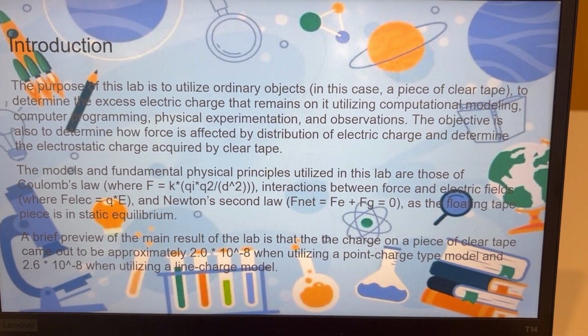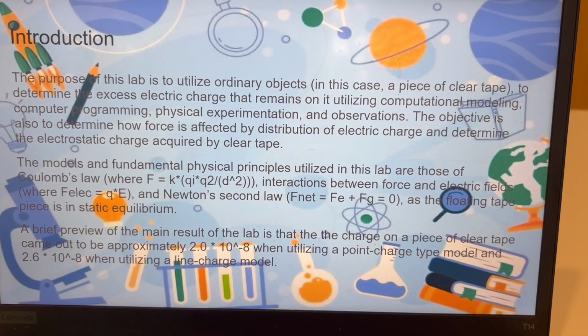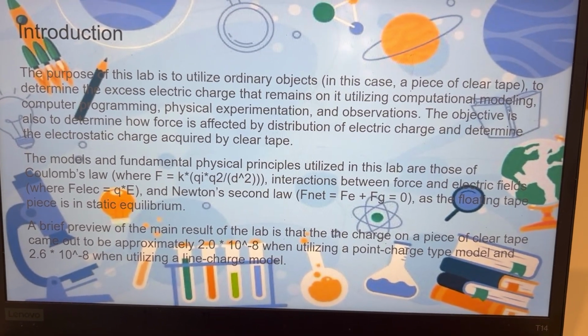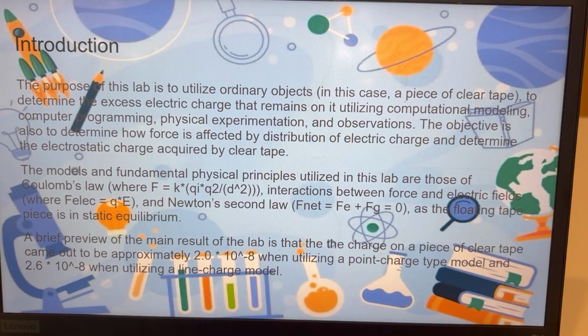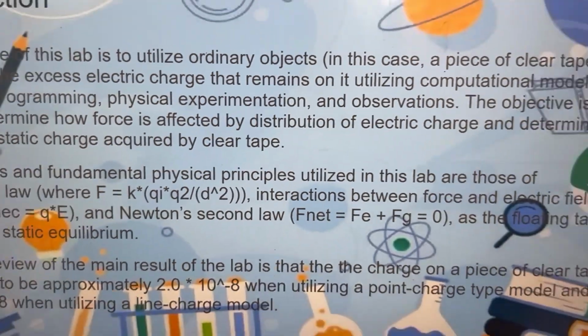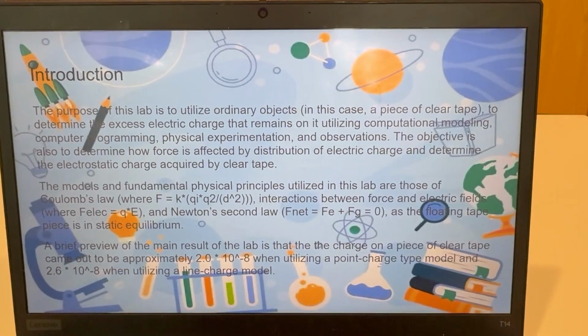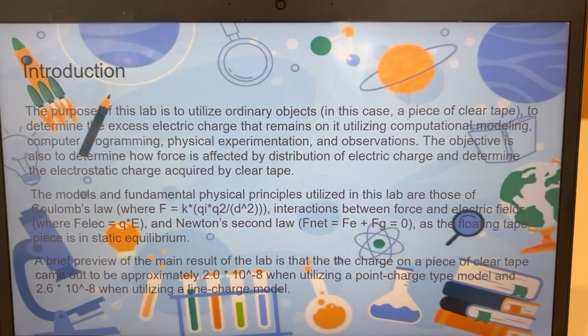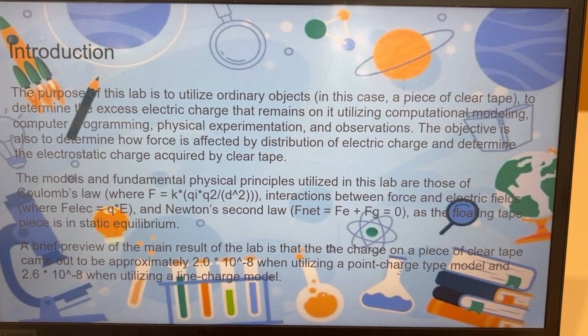A brief preview of the main result of the lab is that the charge on a piece of clear tape came out to be approximately 2.0 times 10 to the negative 8 coulombs when utilizing a point charge type model, and 2.6 times 10 to the negative 8 coulombs when utilizing a line charge model.